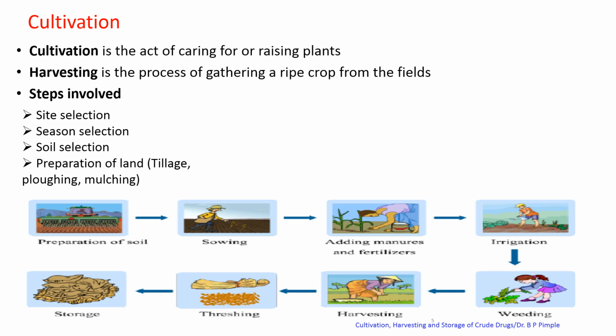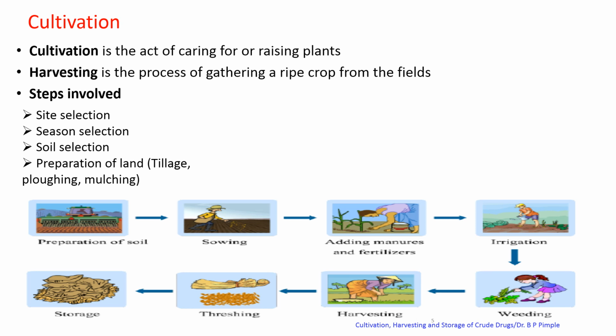In tillage, we change the soil. That means the lower soil is taken on the upper side and the upper soil is pushed at the lower side. This can be done by ploughing, or with the help of tractors or mechanical agitators. Here the soil is agitated and made upside down so that the lower nutrients come to the surface.